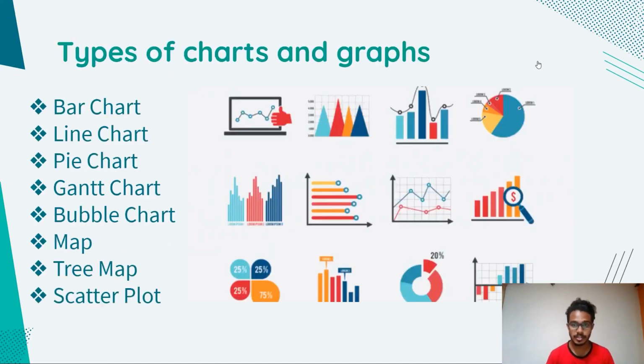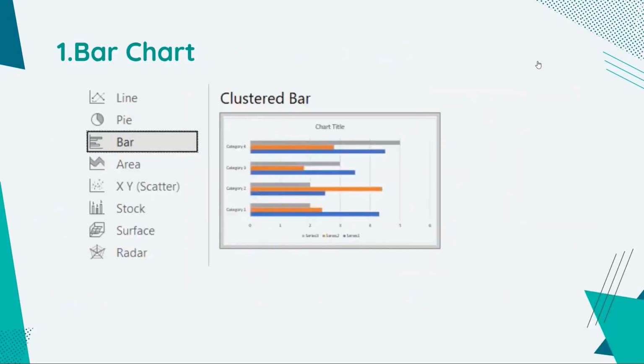So let's take a look at the graphs we have. We have bar chart, line chart, pie chart, Gantt chart, bubble chart, map, tree map, and scatter plot. Okay, so what is a bar chart? Bar chart is one of the most common data visualization methods. It can be used to compare data categories, highlight differences, show trends and outliers, reveal historical highs and lows briefly.